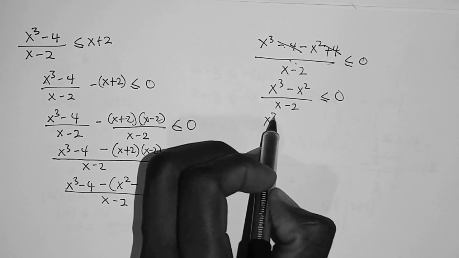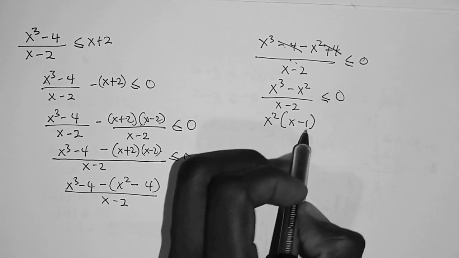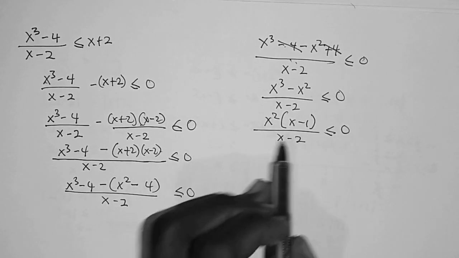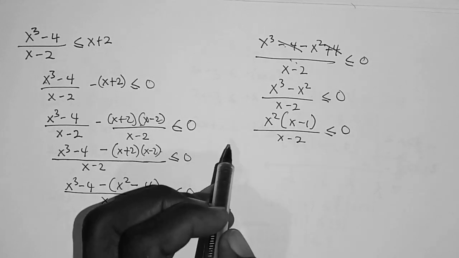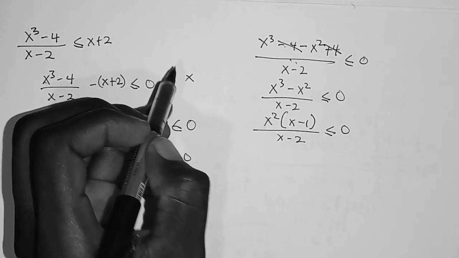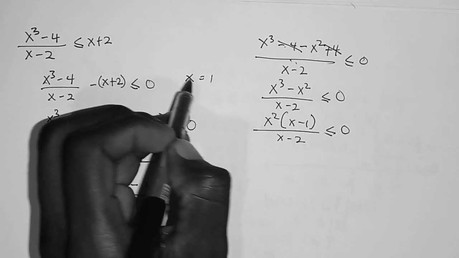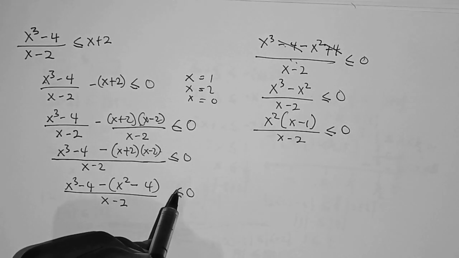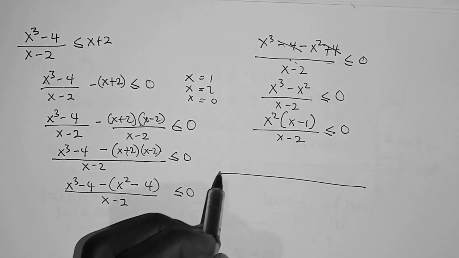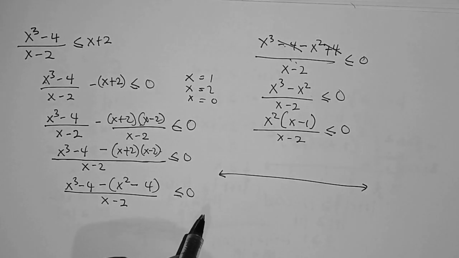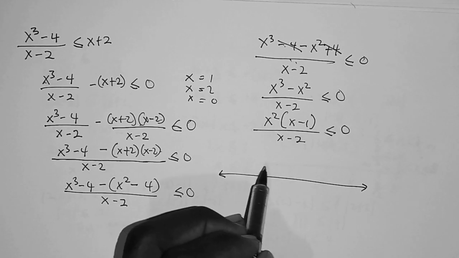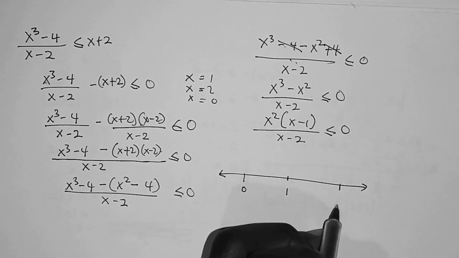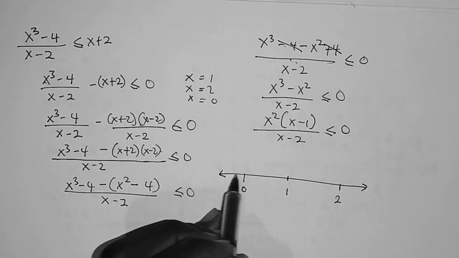Let's factorize x^2 out. That way we get x^2(x - 1)/(x - 2) less than or equal to 0. So this is what we get. Now you can see that the constraints are x equals 1, we also have x equals 2, then x equals 0. These are the constraints. So let's show it on the number line and then shade the required region. Let's say 0 is here, and then 1 is here, and then 2 is here. Now let's take values less than 0.